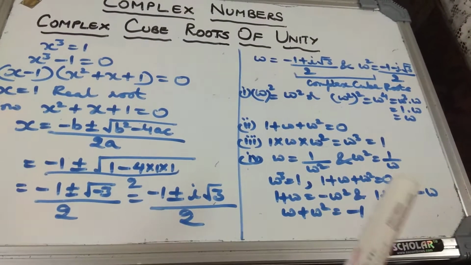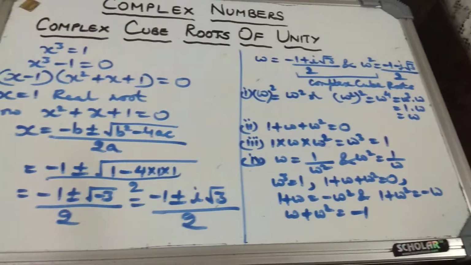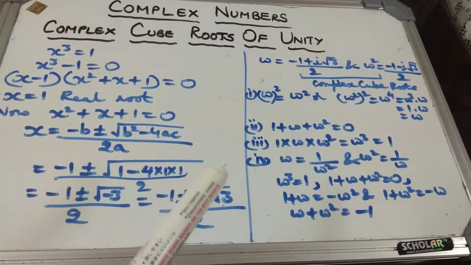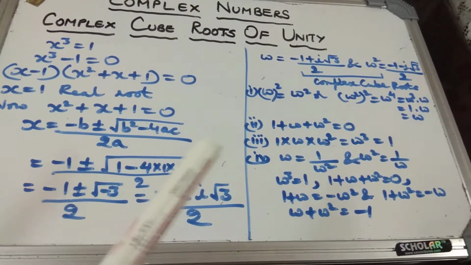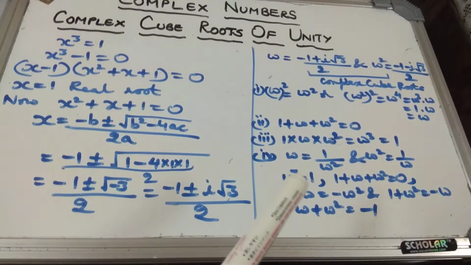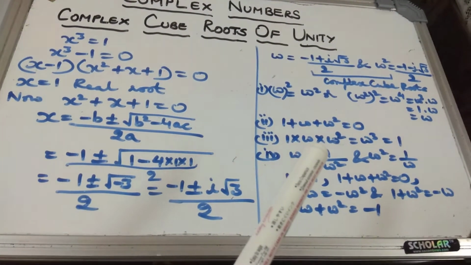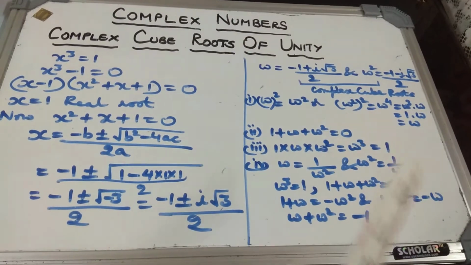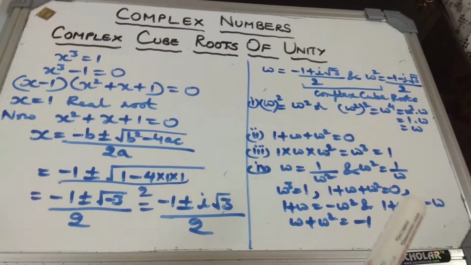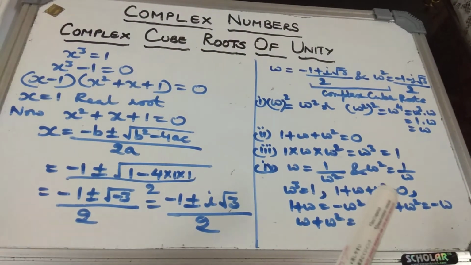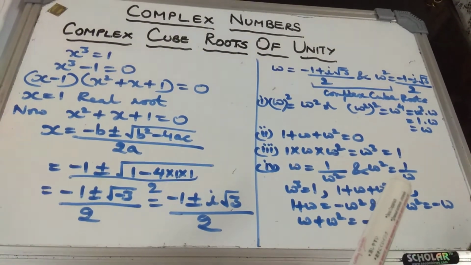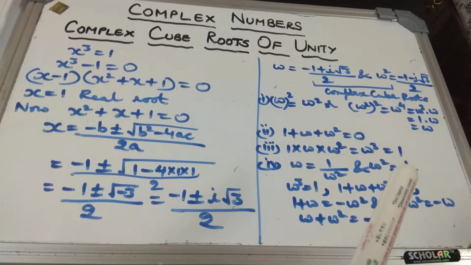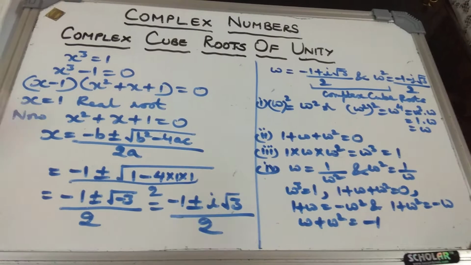Omega square is equals to 1 upon omega. Again, you can prove it very easily by multiplying by omega in numerator and denominator. Omega cube you get, and this will be omega. So omega cube is already 1. Similarly, here also multiplying and dividing by omega cube. If you write 1 as omega cube, you will get omega square.